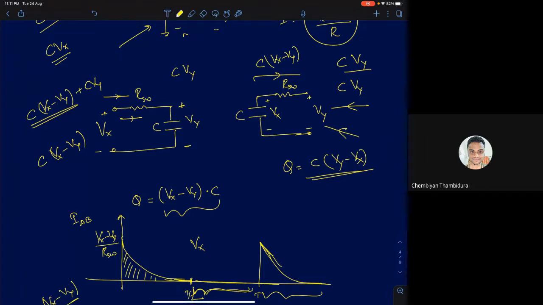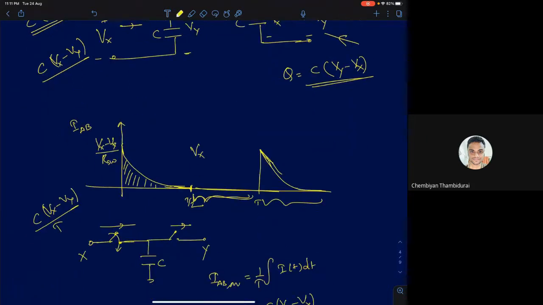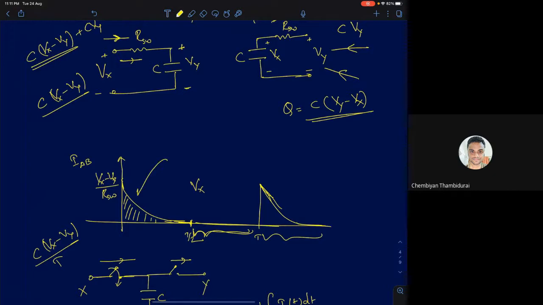Now if you see here, at the beginning of the half cycle, you are extracting a charge of value C into (Vx minus Vy) from Vx. At the end of the cycle, you are delivering the same charge back to the node Vy. So the charge drawn from the node Vx is the same as the charge delivered to the node Vy. So Kirchhoff's current law is valid there.